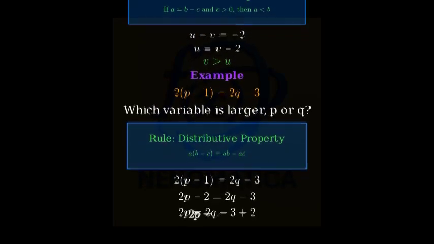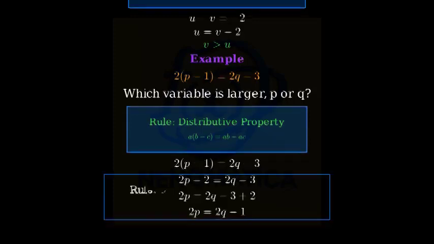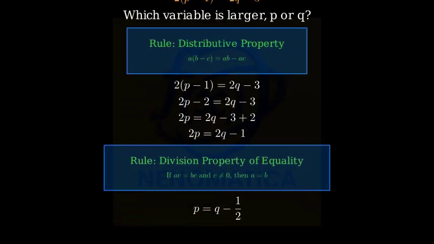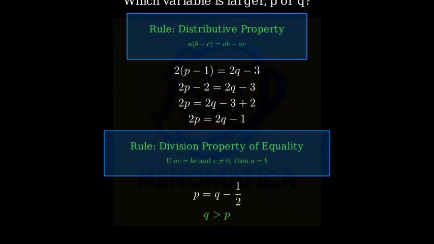Let's add 2 to both sides of the equation. We get 2p equals 2q minus 3 plus 2, which simplifies to 2p equals 2q minus 1. Now, we divide both sides by 2. This gives us p equals q minus 1/2. This means that p is half a unit less than q. Therefore, q is larger than p.